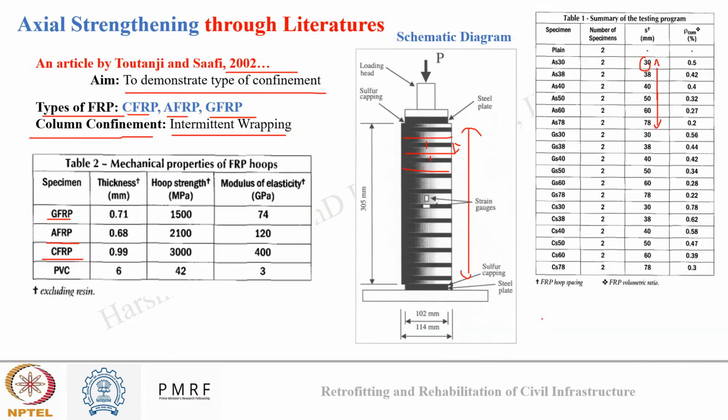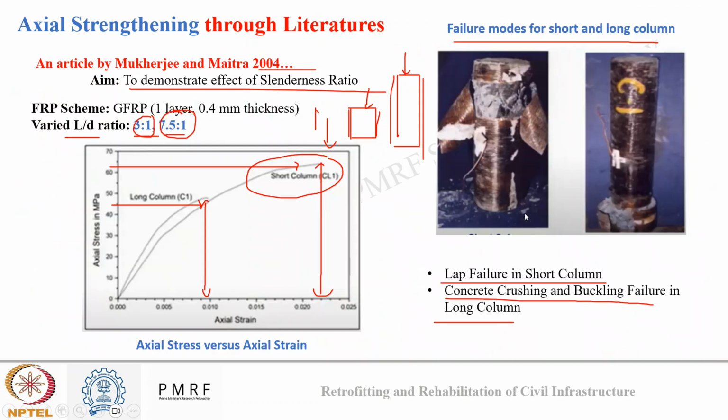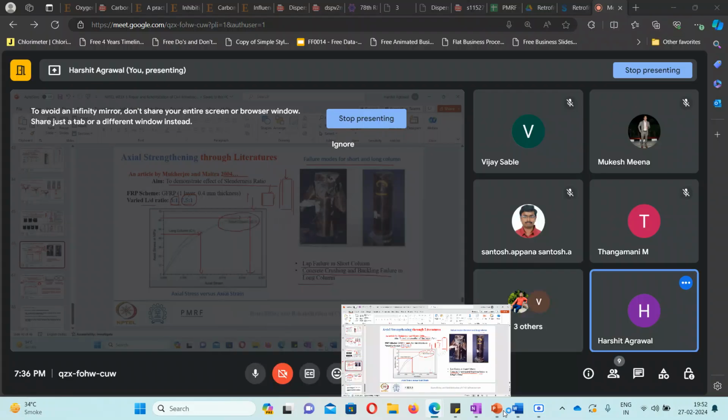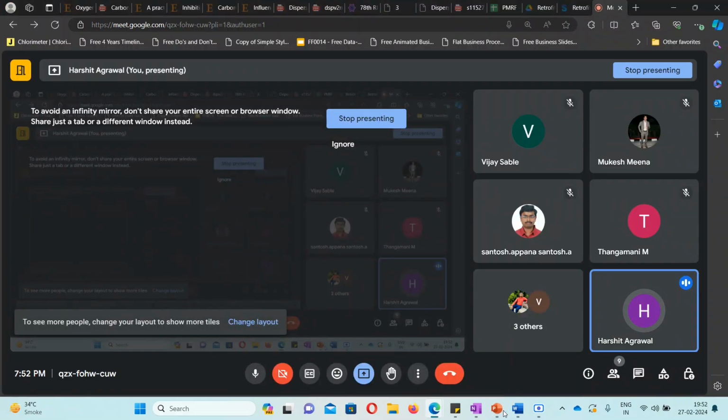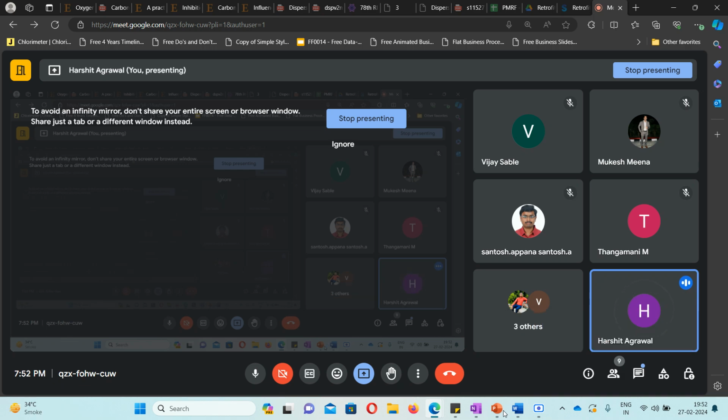Okay, in case of different factors. Any doubts in this part? Any doubts in axial strengthening, flexural strengthening, and shear strengthening part? So these are all literature. These can't be practically applied on site and checked. Generally, they are done in the laboratory, variations are made, and then the most suitable option is applied in the field.